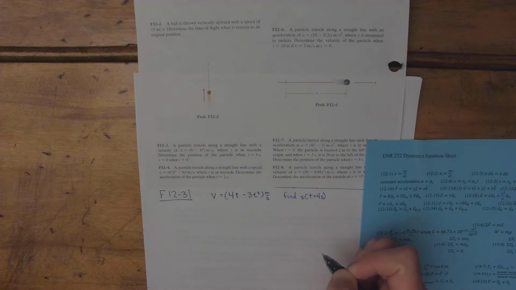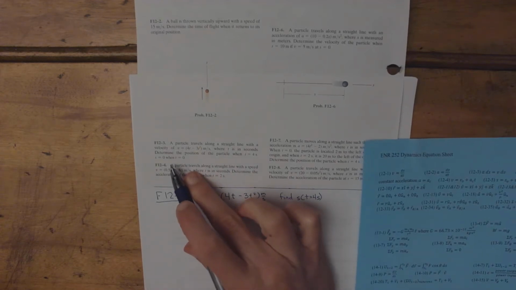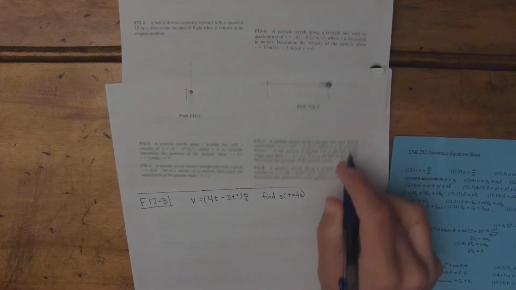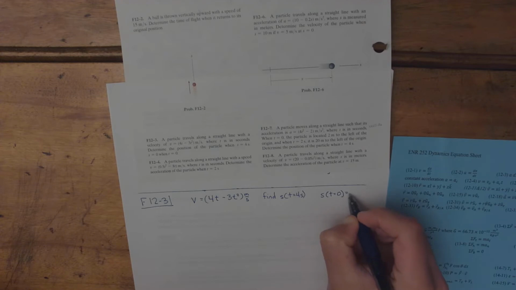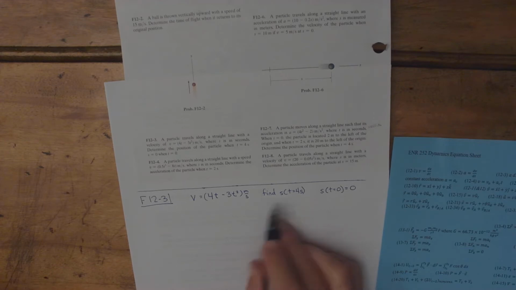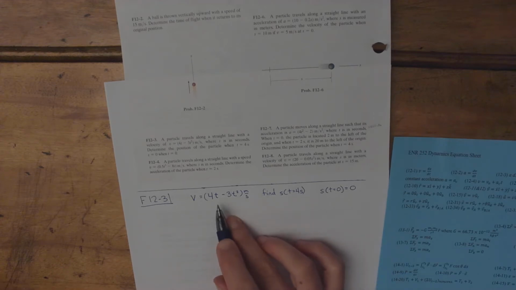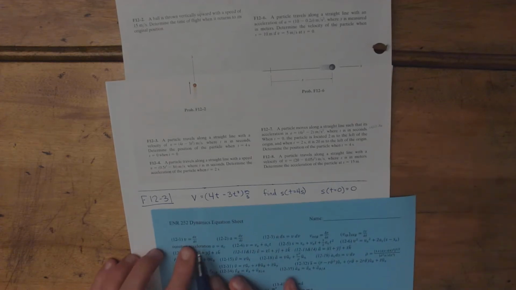And then they're telling me that the position is equal to 0 when time is equal to 0. So the position when t is equal to 0 is equal to 0. That's going to give me my lower limits of integration. I'm looking for the position. I have the velocity as a function of time. So I'm going to stick with using the 3 equations that I have here.